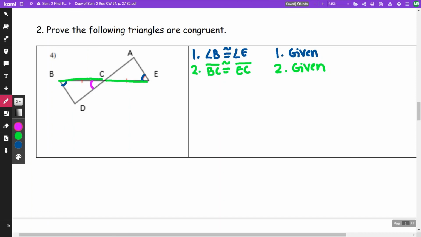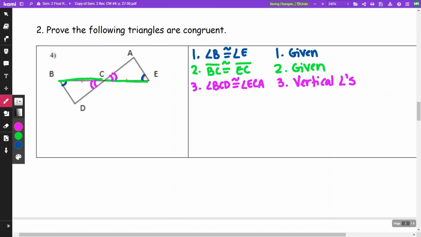Now I need to see if there's anything else I know. I do know that this angle here and this angle here, because they're vertical angles, are going to be the same. Now this angle here, I'm going to call D, well, I can call it BCD or DCB. Let's say I start with B, BCD. So angle BCD is going to be congruent to angle ECA. That reason's not given. That reason is vertical angles.